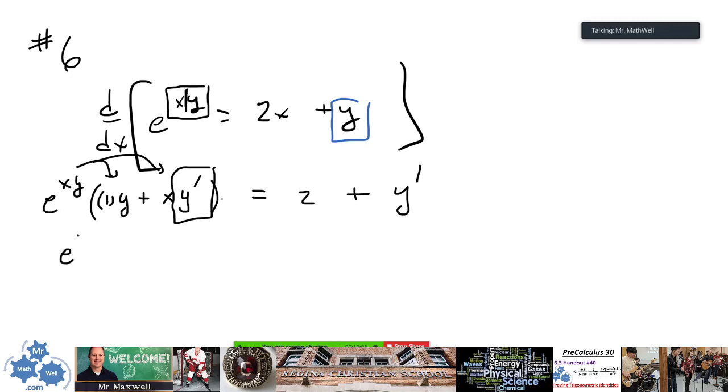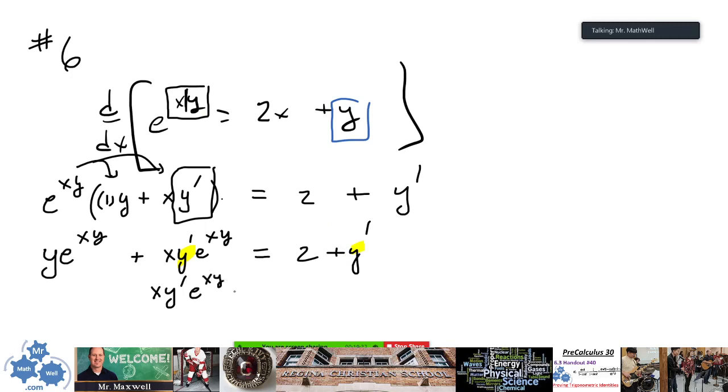So this looks like e to the xy times y. You can put y wherever you want. I'll put it in the front there. Plus xy prime times e to the xy equals 2 plus y prime. So I have the y prime in these two terms right here and right here. So let's get those together on the same side of the equation. So I'm going to go xy prime e to the xy minus y prime. And on the right side, I'm going to have 2 and then minus y times e to the xy. Something like that.